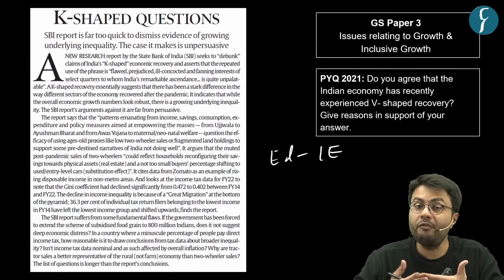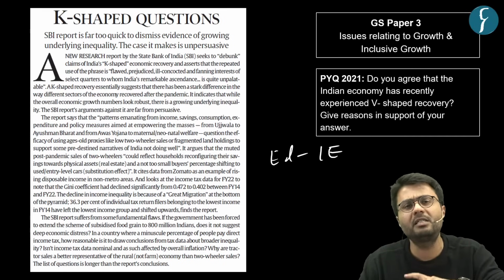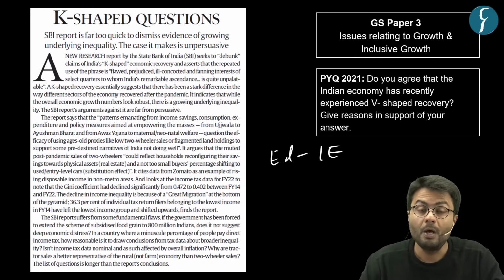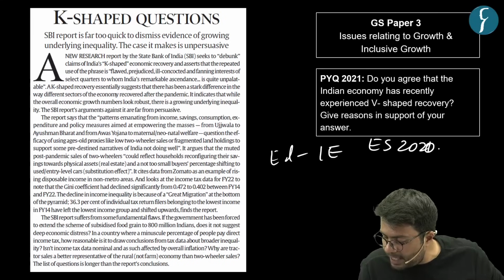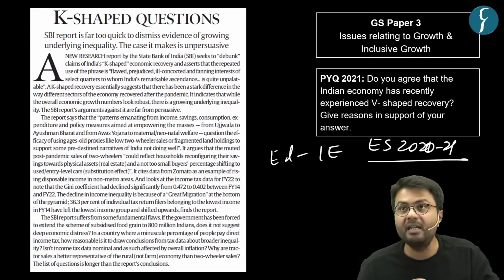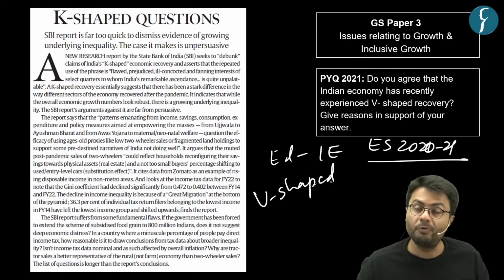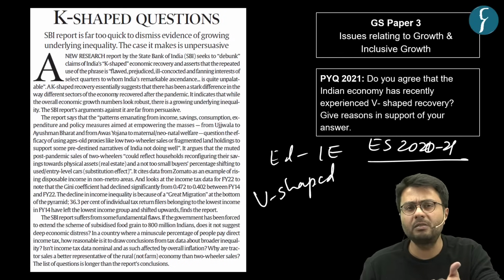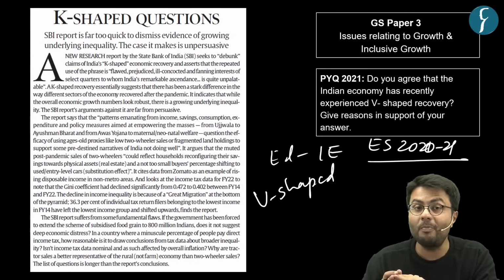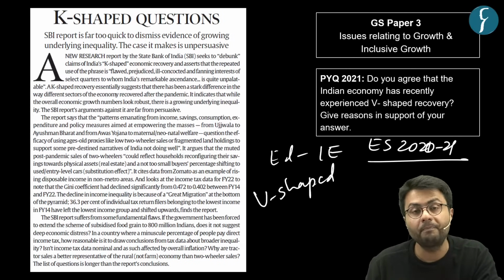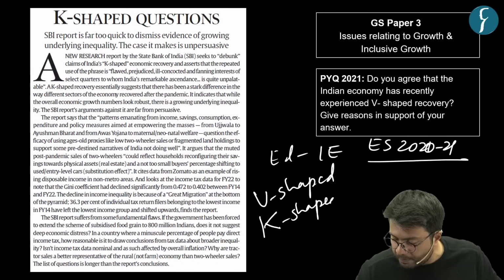Now, the nature of India's economic recovery post the COVID-19 pandemic has been subject to various debates, because the government, in the economic survey of 2020-21, highlighted that the Indian economy witnessed a V-shaped recovery. Whereas many experts who write columns in newspapers are of the opinion that the Indian economy has not witnessed a V-shaped recovery. Rather, it has witnessed a K-shaped recovery.